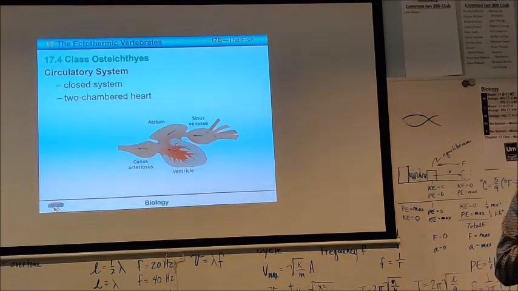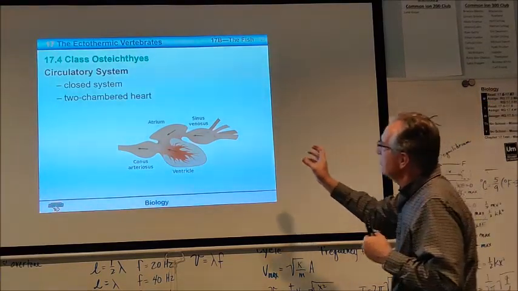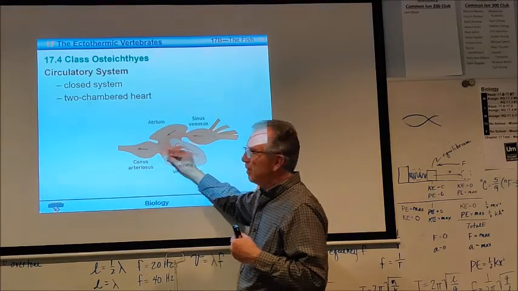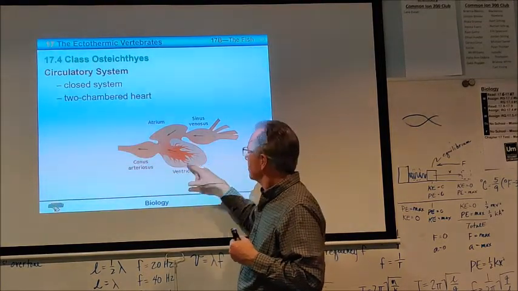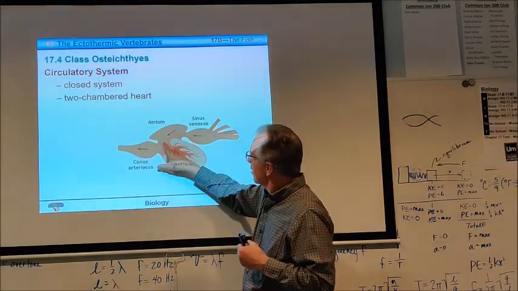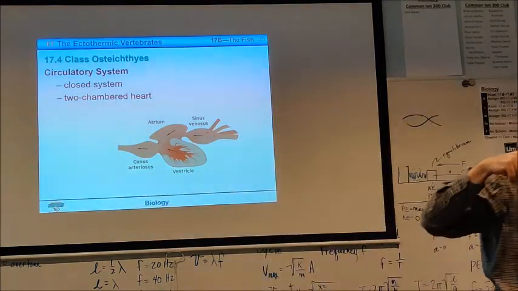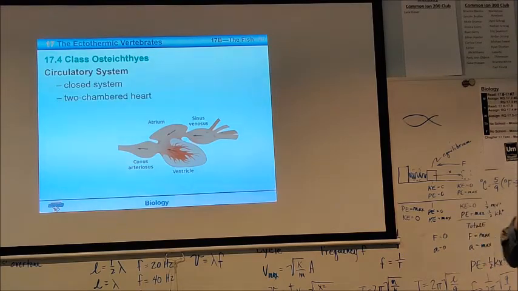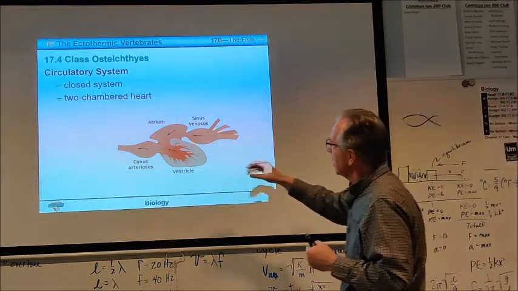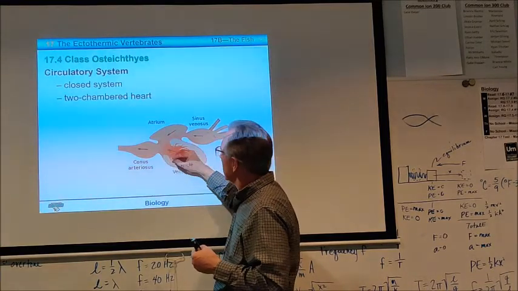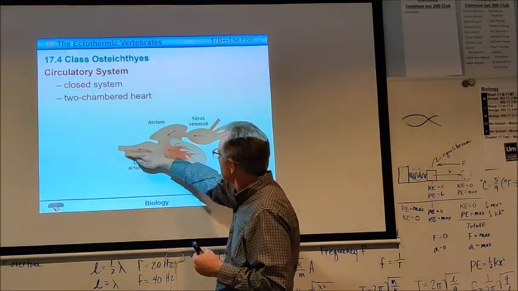Their heart is only two chambered. Okay? Now, the receiving part of the heart is called the atrium. The part that pumps the blood out is the ventricle. And yes, there are little valves in there so that blood doesn't move backwards. So when this squeezes, we don't want it going back into the atrium. We want it to go in this direction.